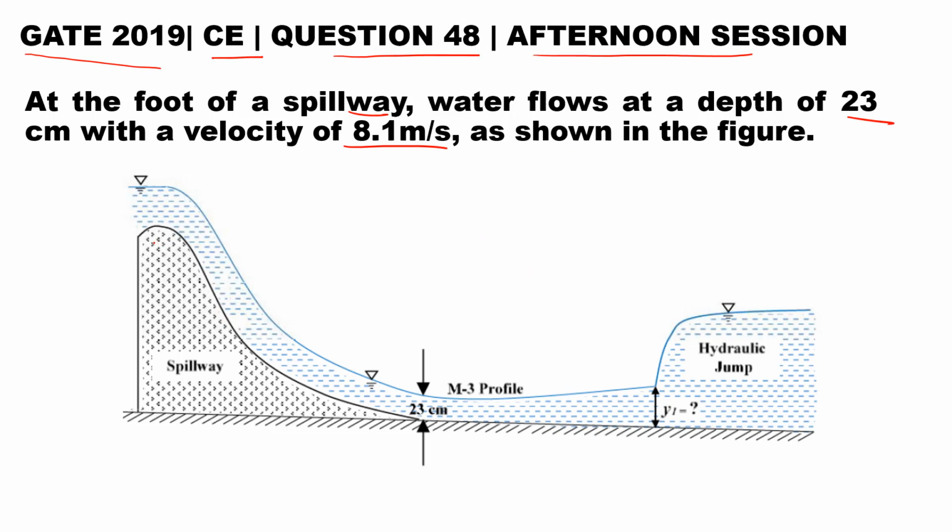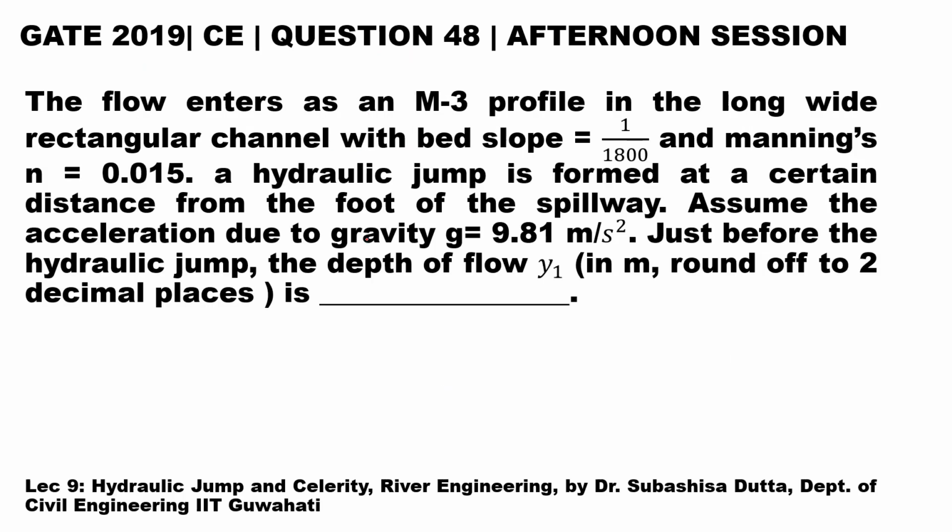This is the figure. This is the spillway shown to us and water is flowing over it, and the depth of water at the toe of the spillway is given as 23 centimeter and the velocity is given as 8.1 meter per second. It is also stated that the flow enters as an M3 profile in the long wide rectangular channel. Point to be noted, this is a long wide rectangular channel with bed slope given as 1 by 1800 and the Manning's coefficient n as 0.015.